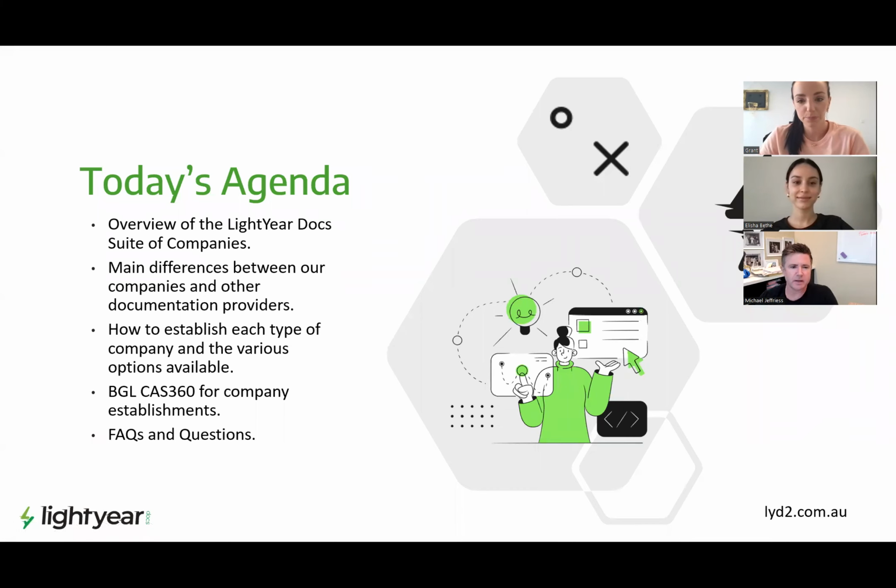So today's agenda, we're doing an overview of the suite of companies. So we've got 5 companies on the LYD Docs platform. We'll talk about the main differences between those companies and other providers. We'll also run through how to establish each type of company and the various options available on them. We will also discuss the really cool new feature available on CAS 360 to do company establishments.